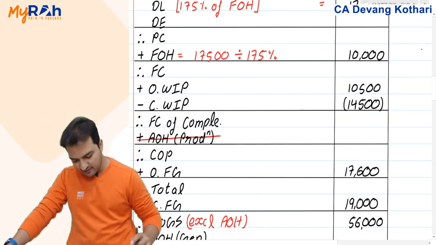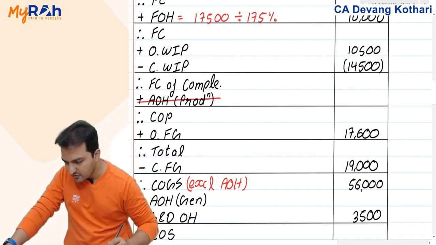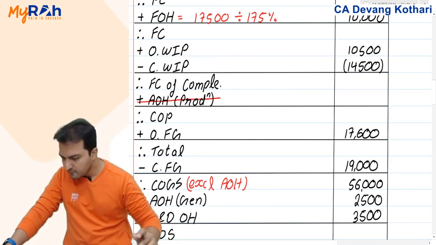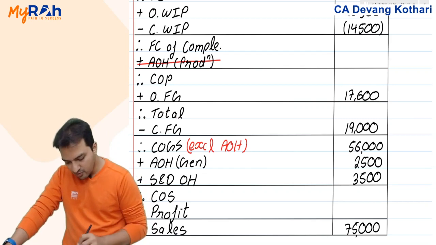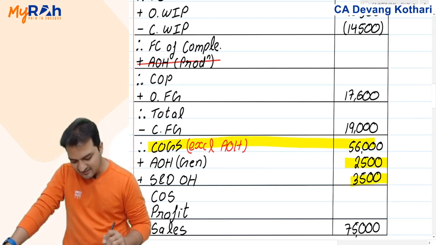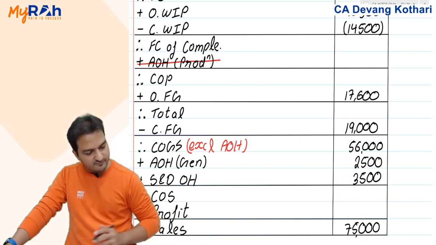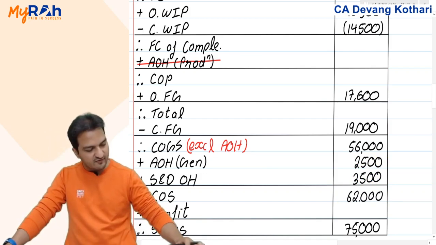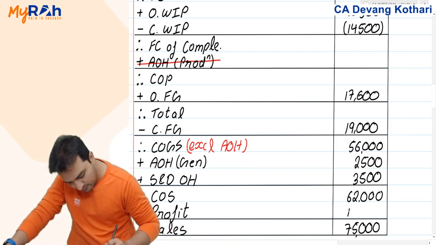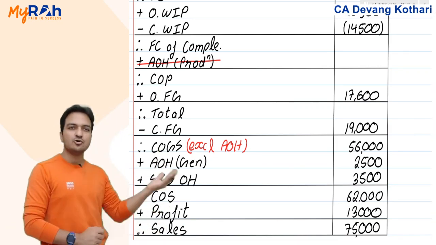And you are given selling expenses, general admin and all. I'll put them here. Selling overheads are given 3,500. Admin overheads general is given 2500, and sales for the month is given as 75,000. So well, if you notice this, you're already given the COGS. On that, plus admin plus S&D will give you cost of sales. So now let us do that. 56,000 plus 2500 plus 3500 gives you 62,000 directly as cost of sales, and 75,000 is given as the sales. The difference, 13,000, becomes your profit. So I could easily complete the cost sheet, because the COGS is already given.